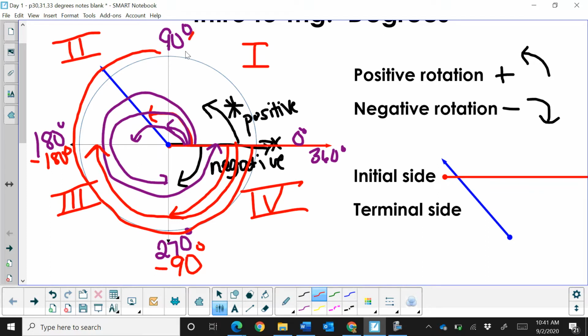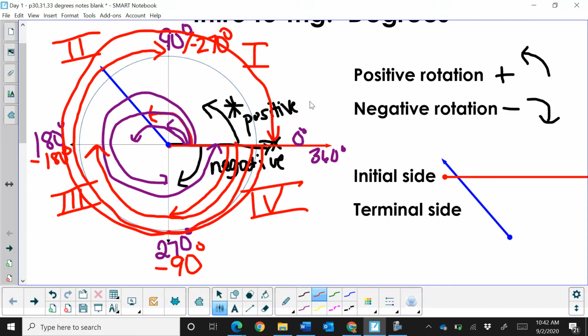How about 270? So if we have a negative 270, we're going to go 90 plus 180 plus another 90. That's 270 degrees in the negative direction. So there's negative 270. And then what if we have a negative 360? We're going to start on the x-axis, go negative 90, negative 180, negative 270, all the way around. So this actually represents negative 360 also.